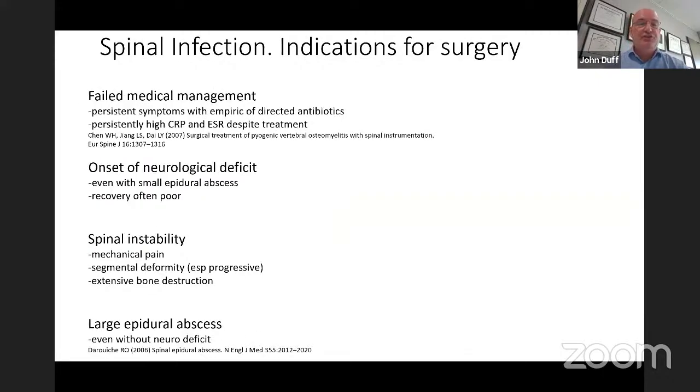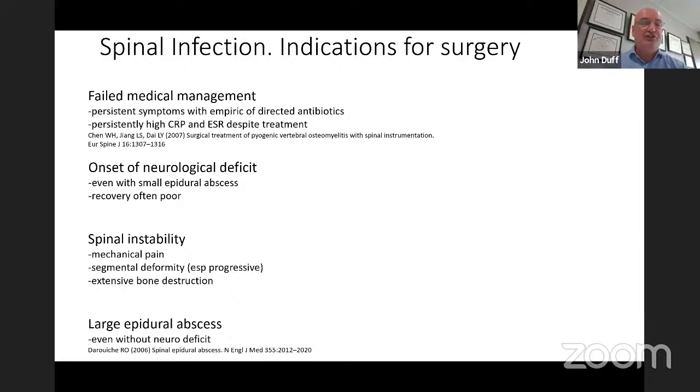So indication for surgery, failed medical management. So you have persistent symptoms, persistent severe back pain with empiric or with directed antibiotics, with persistently high C-reactive protein and ESR despite treatment. This is either under treatment or possibly misdirected treatment or a missed organism and so on and so forth. And this is potentially an indication for surgical intervention and debridement and further sampling of the infected tissue.